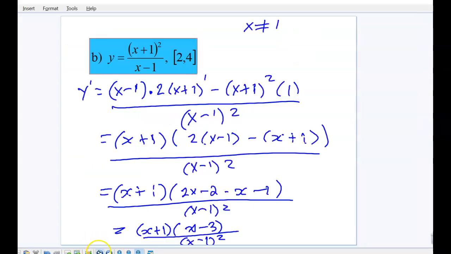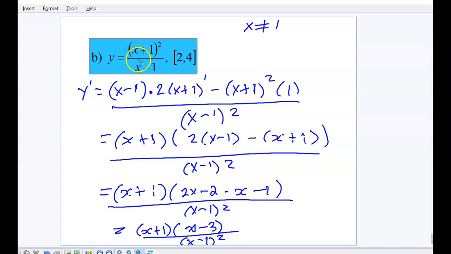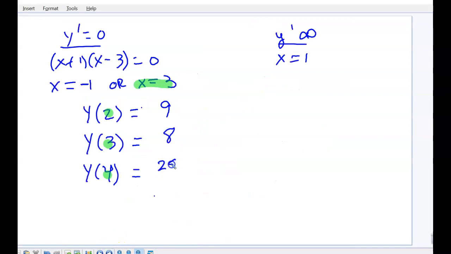so this is going to end up being 9. If I plug a 3 in here, 3 plus 1 is 4 squared is 16. 3 minus 1 is 2, and 16 over 2 is going to be 8. And if I plug a 4 in here, 4 plus 1 is 5 squared is 25. 4 minus 1 is 3, so this ends up being 25 over 3. So therefore, my absolute maximum is going to be 9.